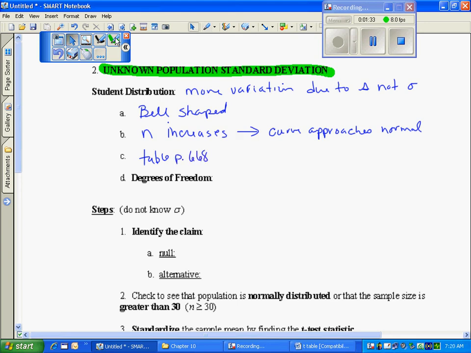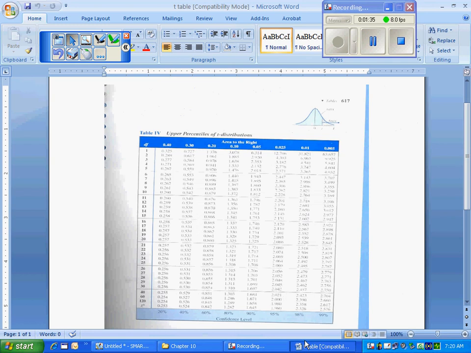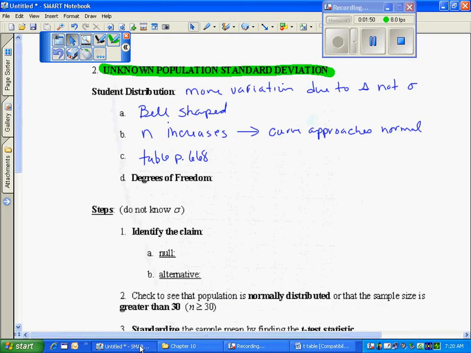So let's go ahead and look at that table. I kind of made a copy out of your book. You can see that it's somewhat normal. The difference on this table is it measures the area to the right. Why don't they keep it standard? Well, they went to the area to the right. So anytime you're looking at tables, you want to make sure you understand what area that table is giving you.